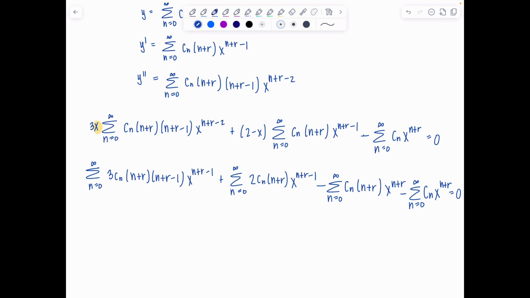So what should we make the exponent? It's really up to you. You could make them all n plus r, or you could make them all n plus r minus 1, because these two match and these two match. So it'll be the same amount of work. I decided to make everything n plus r minus 1.